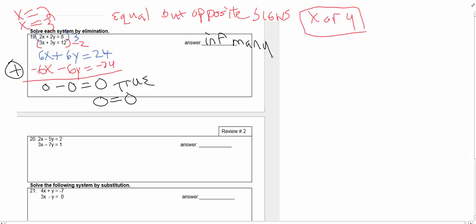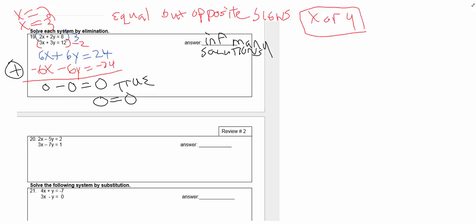Now, geometrically, what does this mean? Or graphically, what does this mean? That means that we have the same line graphed twice, right? If we were to solve this by graphing, we would find an equation, we'd graph the line, we'd find the equation for the second, and it would be the exact same quantities for your slope and the same quantities for your y-intercept. So it's infinite many solutions. Okay, let's do number 20.